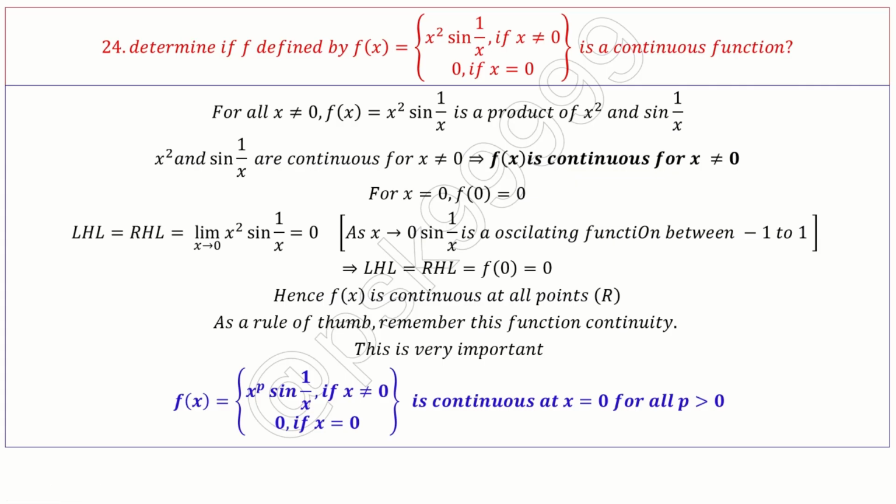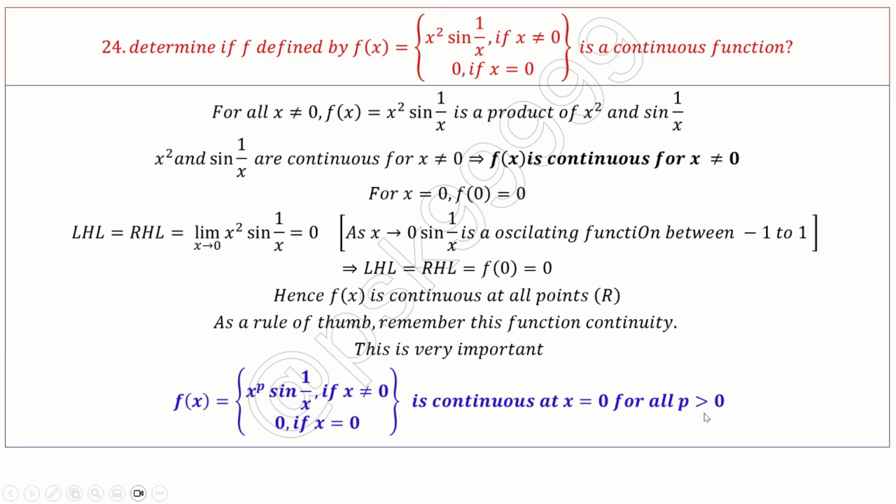Now as a rule of thumb, you have to remember this function's continuity. It is very important. If f of x is defined as x to the power of p sine of 1 by x if x is not equal to 0, and 0 if x equal to 0, this is continuous at x equal to 0 for all p greater than 0.